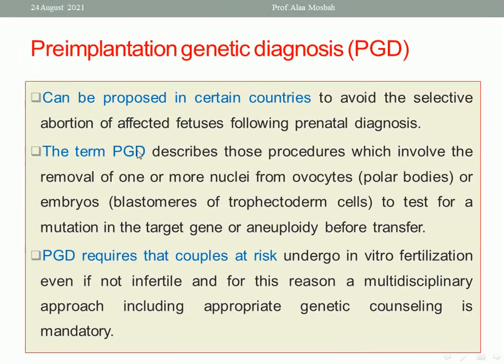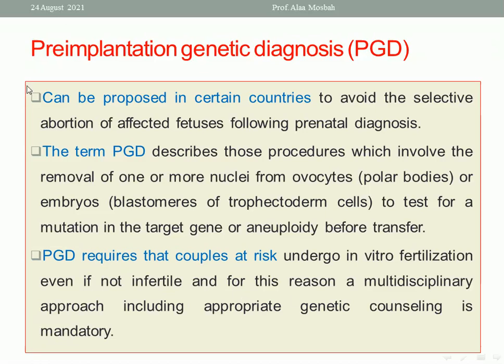What is also important is the pre-implantation genetic diagnosis, which is done before IVF, okay, or during IVF. You are using this to avoid occurrence of pregnancy and doing chorionic villus sampling and discovering thalassemia major, then termination of pregnancy or induction of abortion.